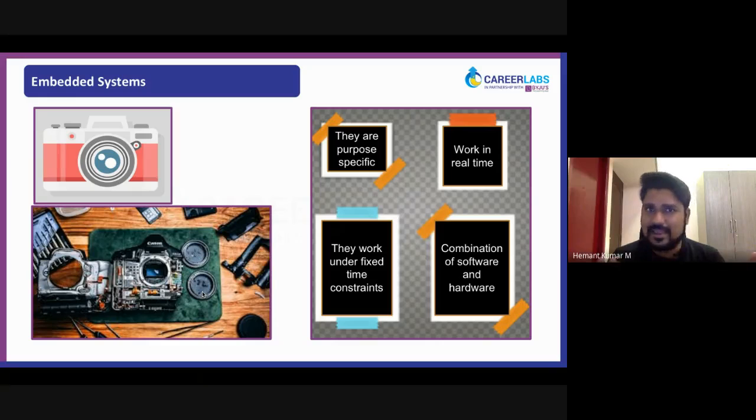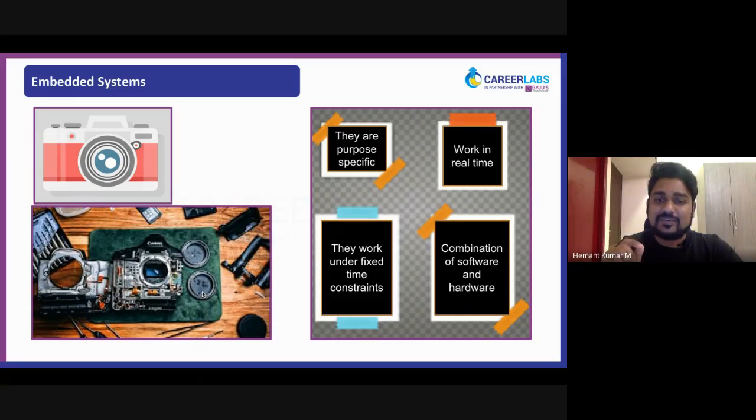Okay, you have a camera. I'm not sure you guys would have experienced what a camera was when we were living in a generation, right? I'm currently 30 years old, right? So when we were living in a generation, we used to have a still camera. If you look at the camera, there is a specific purpose to that. It must click pictures, right? At the same time, they work in real time. I can really take pictures and look at them, right? They work under fixed time constraints.